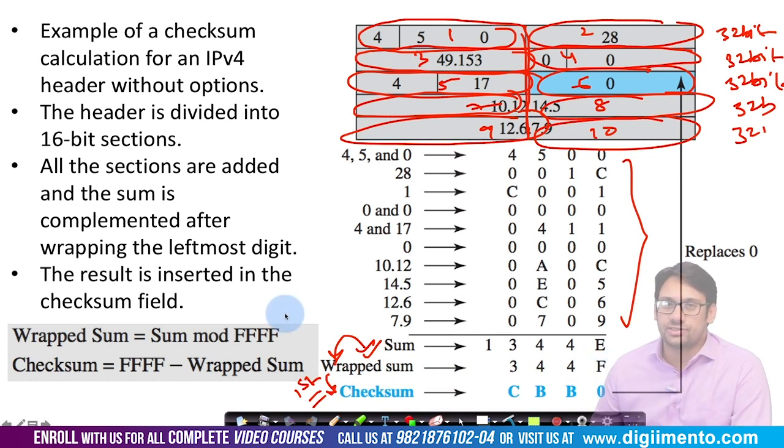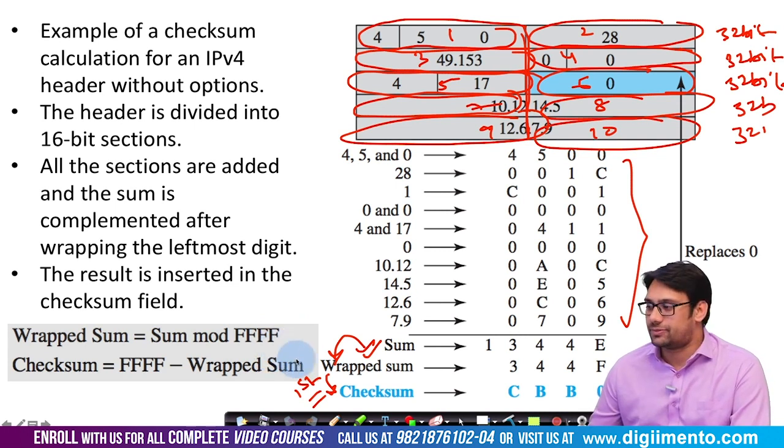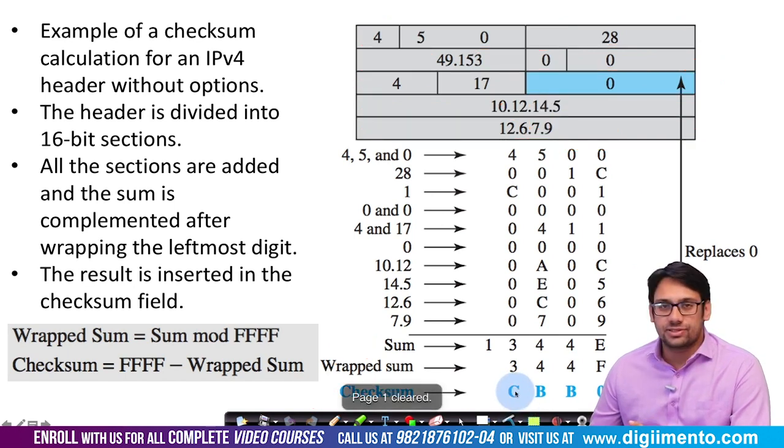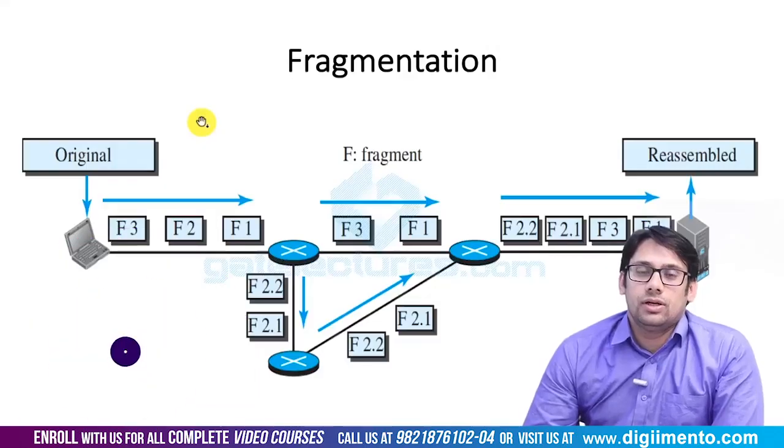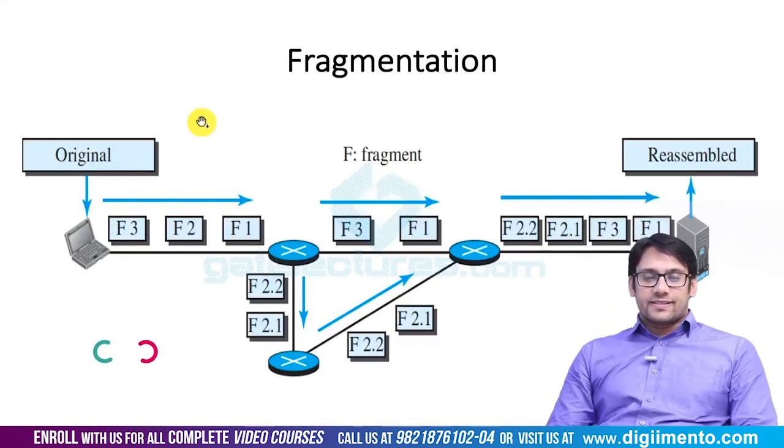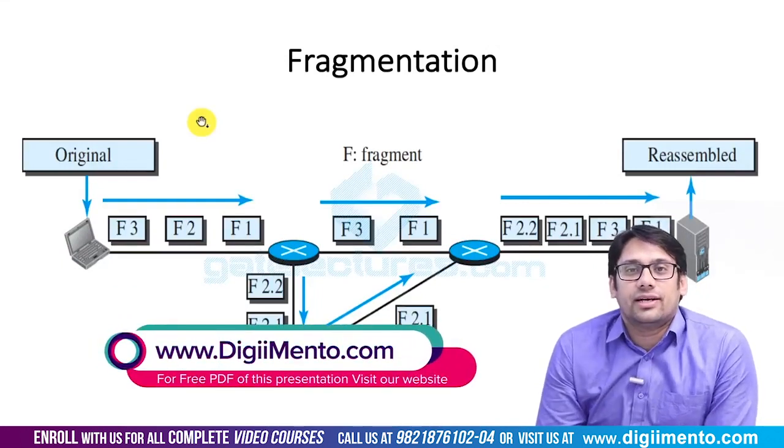I hope that we have already seen how checksums are stored in error detection and correction techniques. I have already explained what a checksum is. So this checksum field stores the wrapped sum of all these fields so that at the destination side, we can identify whether there is any kind of error in the header or not. Okay.